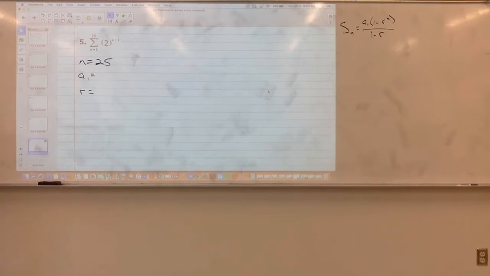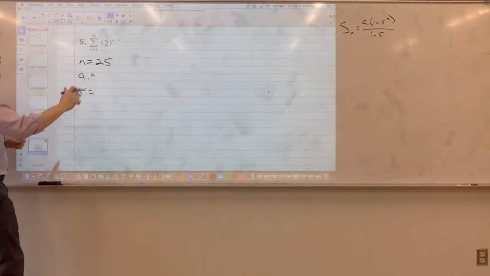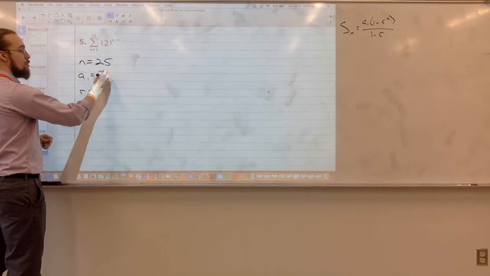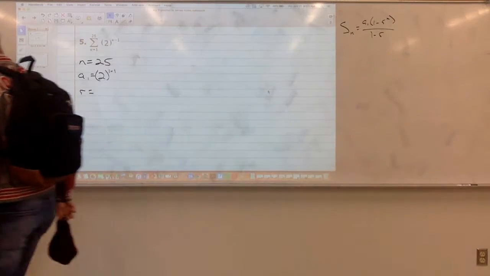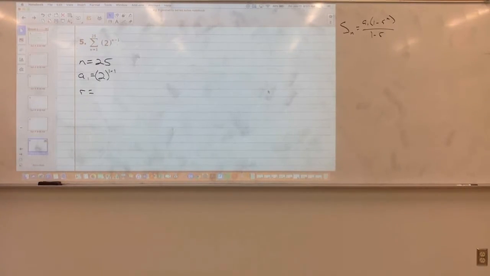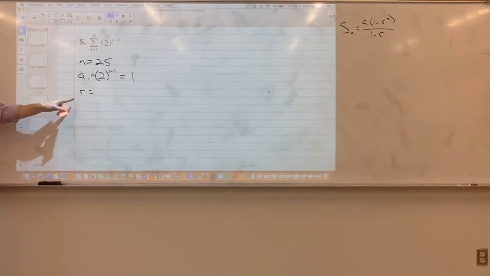How would I get the first term? Yeah, we're just going to plug 1 into this equation. So when I do that, I have 2 to the 1 minus 1 power. So what's 2 to the 1 minus 1 power? Or 2 to the 0 power? 1, right? Because anything to the 0 power is 1. So my first term is just 1. How do I get the common ratio? Any ideas? We're not going to plug 25 in. 25 would give me the 25th term. And that's not what I want.